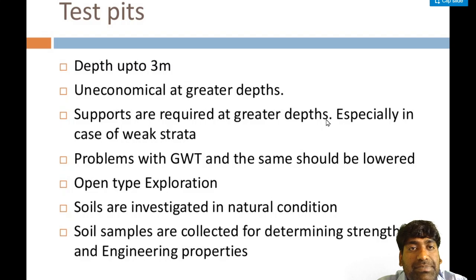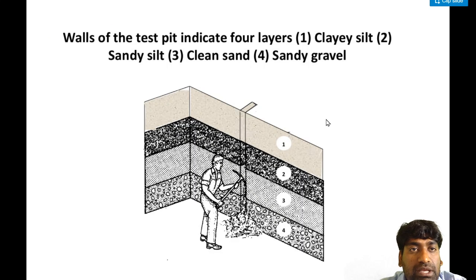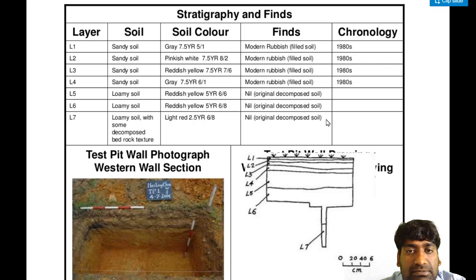In test pits, depth is up to 3 meters; it is uneconomical at greater depth. Supports are required at greater depth, especially in the case of weaker strata. There are problems with the groundwater table, which should be lowered. Open type exploration: soils are investigated in natural condition. Soil samples are collected for determining strength and engineering properties. Walls of the test pit indicate 4 layers: number 1 clay silt, number 2 sandy silt, number 3 clean sand, number 4 sandy gravels.